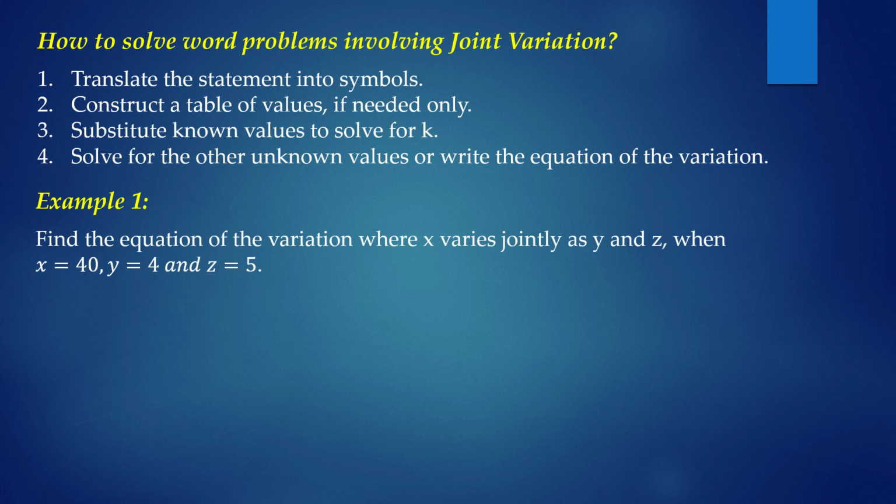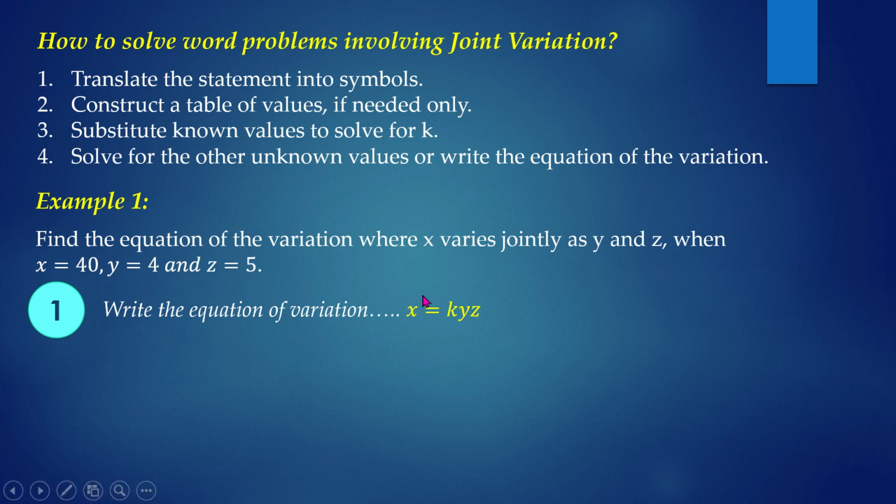Example 1. Find the equation of the variation where x varies jointly as y and z when the value of x is 40, y is 4, and z is 5. So ang ipangitaon ni, find the equation of the variation. So first nga i-solve is to write the equation of the variation. So x varies jointly, so mag-una ang x equals jointly as y and z. So k, y, z. Now dyan na always ang k.